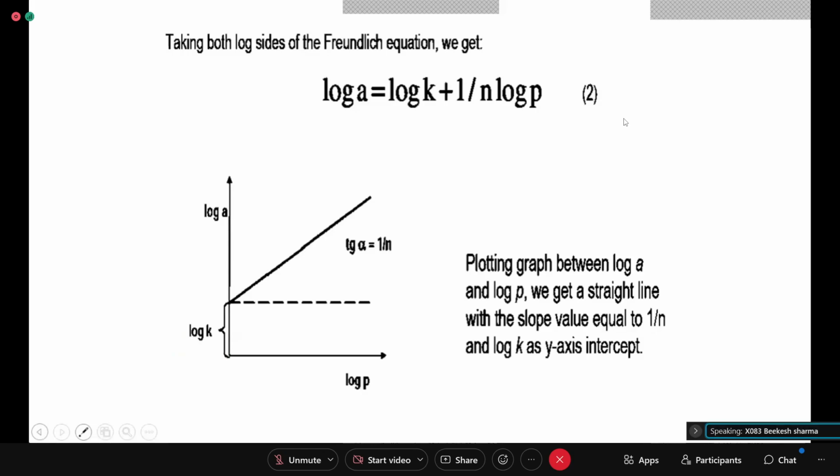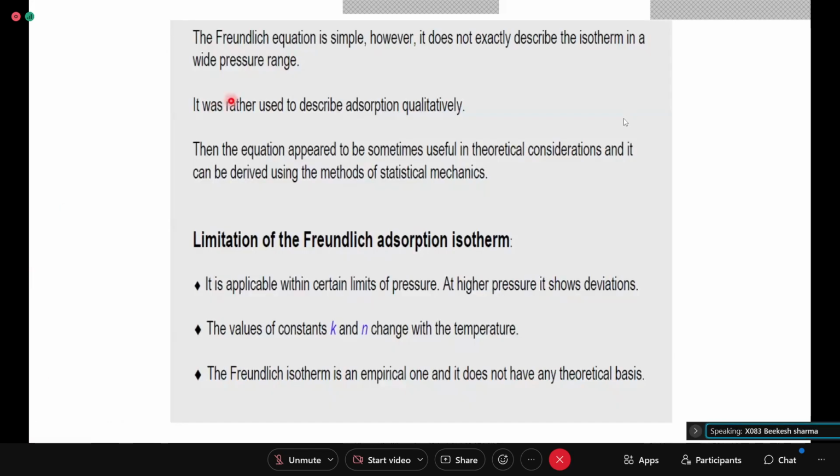Okay, we will discuss it during the experiment again. The Freundlich equation is simple. However, it does not exactly describe the isotherm in a wide pressure range. It was rather used to describe adsorption qualitatively. Then the equation appeared to be sometimes useful in theoretical considerations, and it can be derived.